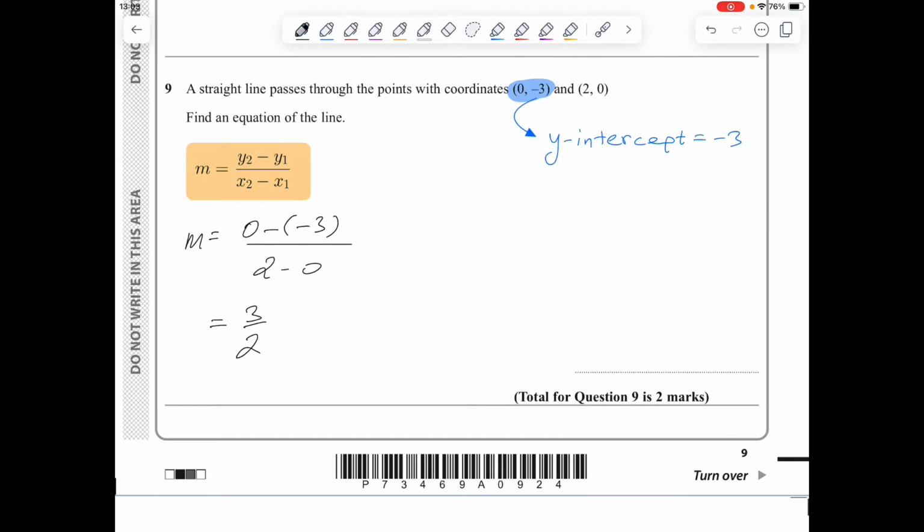So now I can just write down the equation of the straight line. General form, y equals mx plus c. In this case, y equals 3 over 2x minus 3.